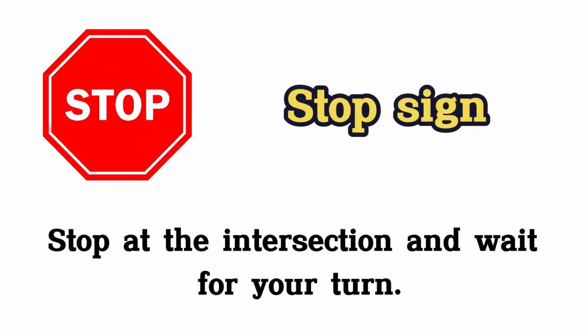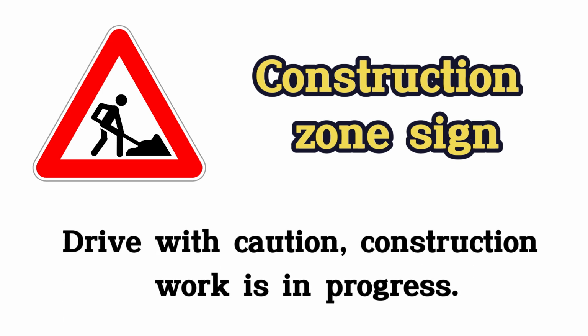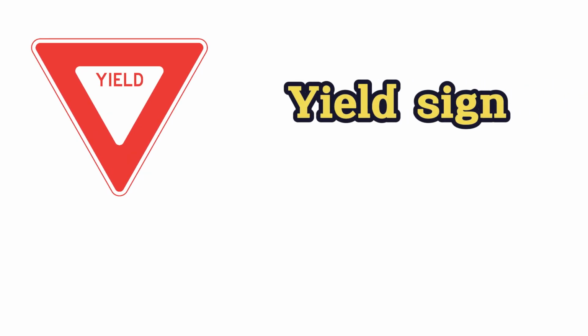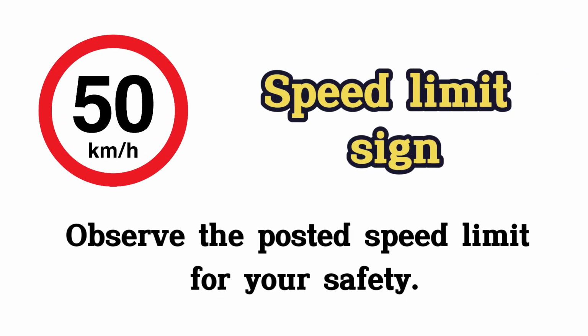Stop sign. Stop at the intersection and wait for your turn. Construction zone sign. Drive with caution. Construction work is in progress. Yield sign. Yield to oncoming traffic and proceed with caution. Speed limit sign. Observe the posted speed limit for your safety.